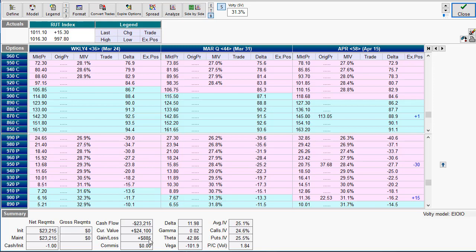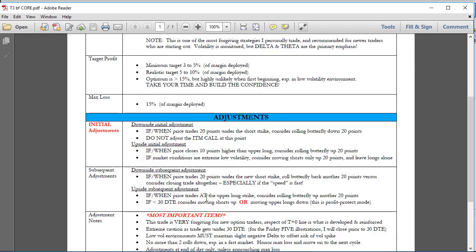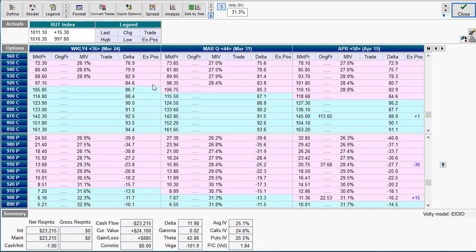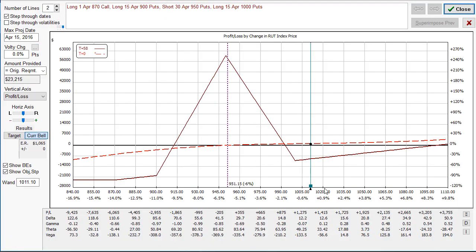But let's say that we're holding out for larger gains, and we're going to say I want to target 10%, and I'm willing to risk 15% to get that. 10% of 30,000 is 3,000. So I'm willing to risk $4,500 on this trade, and it is a long way away before I get to that point. Being down 4,500 is way underneath these short strikes here.